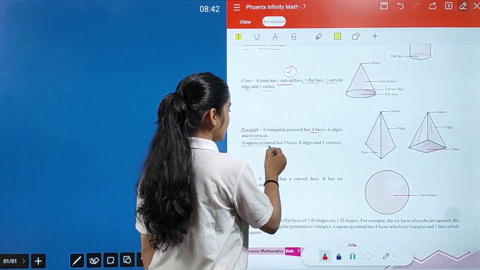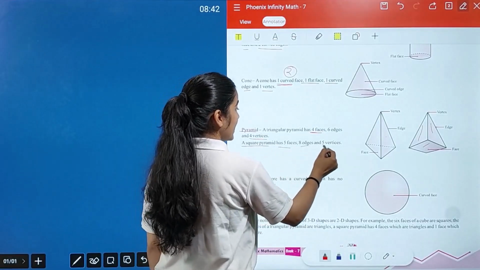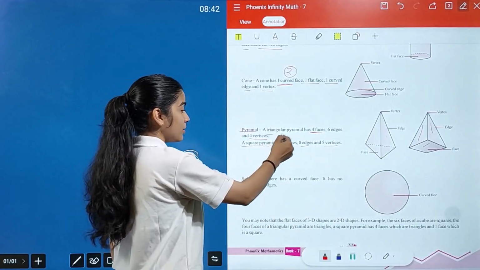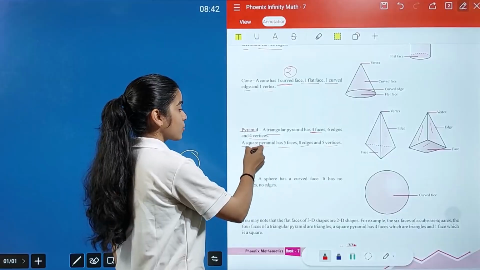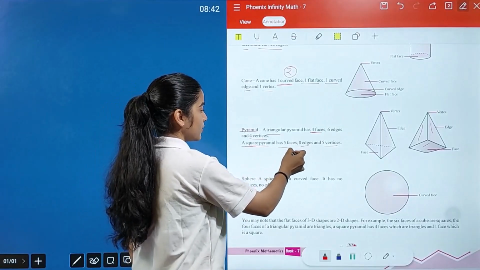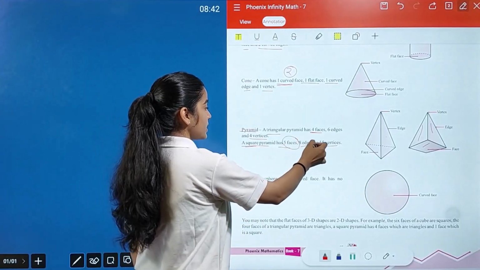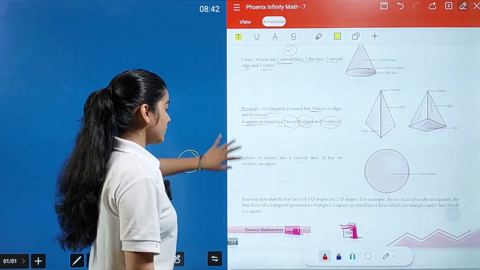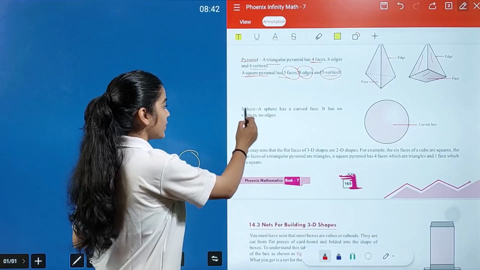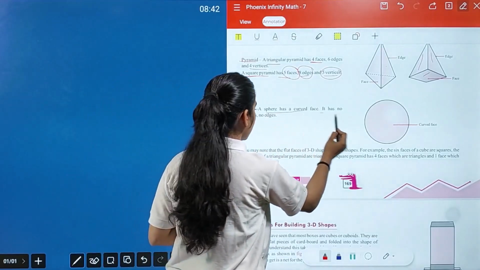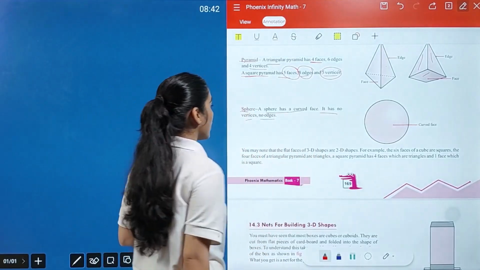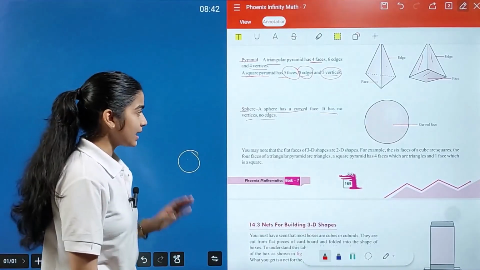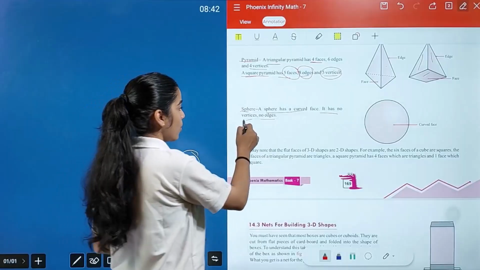A square pyramid has 5 faces, 8 edges and 5 vertices. This is your triangular pyramid. And when we have our square pyramid, the difference is that we have 5 faces, 8 edges and 5 vertices. Next we have the sphere. A sphere has a curved face. It has no vertex and no edge. So a sphere has only one face. That's it. One curved face, no vertex and no edge.